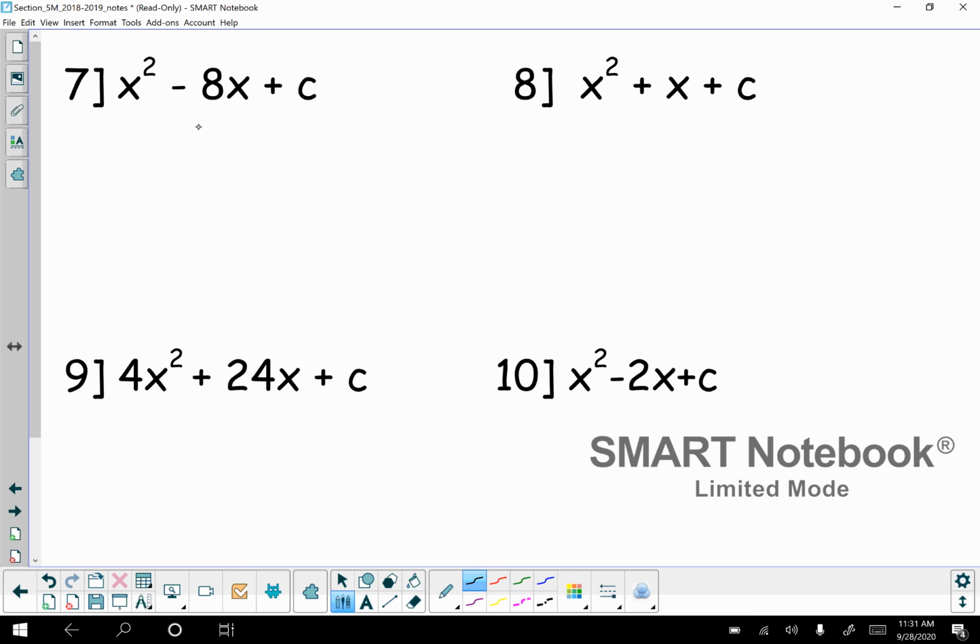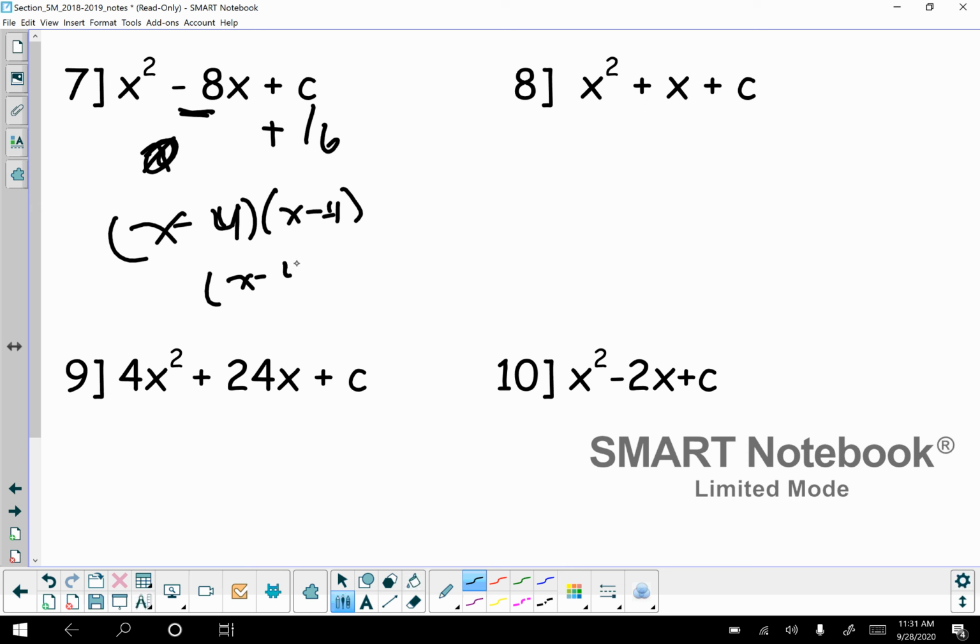All right, so what does the c value have to be? Half of that is going to be 4. 4 squared is 16. So that would factor to x minus 4 and x minus 4, which is the same thing as x minus 4 quantity squared. What's half of 1? Half of 1 is half. Half squared is a fourth. So this one would be x plus half quantity squared.